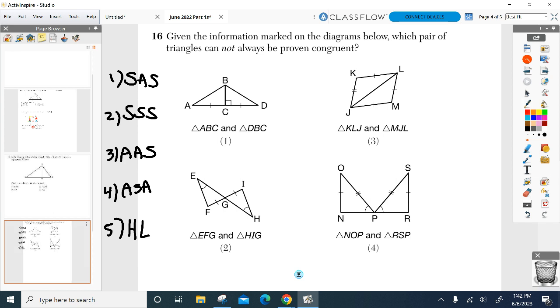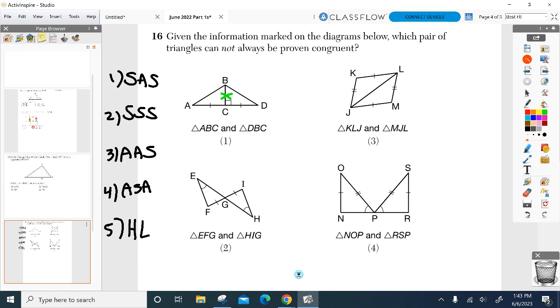Before we go, though, remember, you are allowed to mark your own reflexive sides and your own vertical angles. You do not need to be given that info, that it's reflexive and vertical. You can mark them on your own. I tell you that because when we start with number 1, isn't BC reflexive? Are the triangles congruent? Yes.